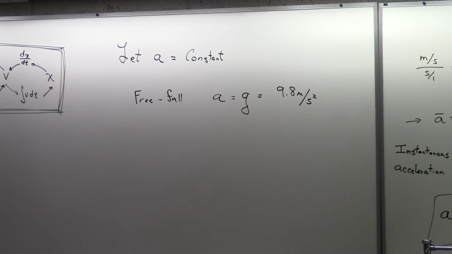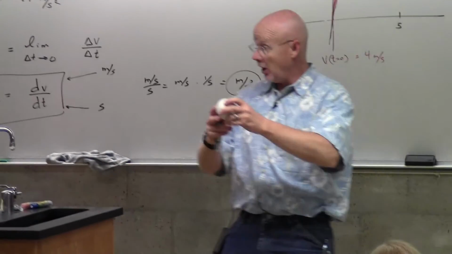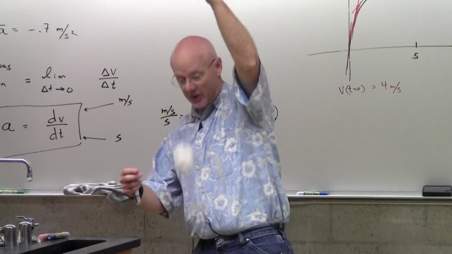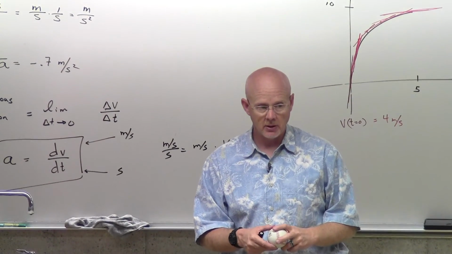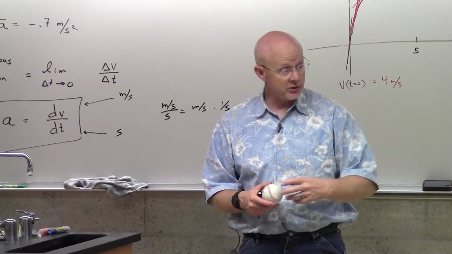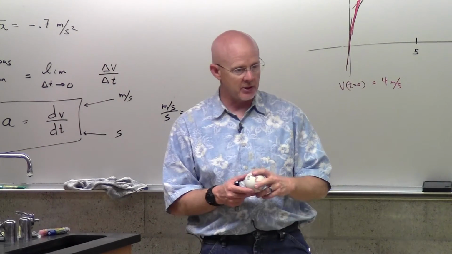Meaning a falling object would change its speed by 9.8 meters per second every second. Now I know there's actually air resistance, but if I went to a tall building and I dropped it, after 1 second, how fast would it be going? 9.8 meters per second. After 2 seconds, how fast would it be going?